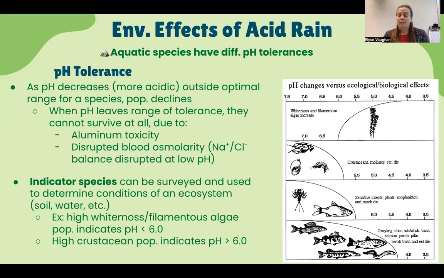And some of our sensitive insects, our plants, our zooplankton, and a fish called a roach actually die at about 5.5. Some of the larger fish species are more tolerant, being able to survive all the way down to a pH of 4.5, but not surviving very well below that. So we can use species to tell us about the health of the environment.